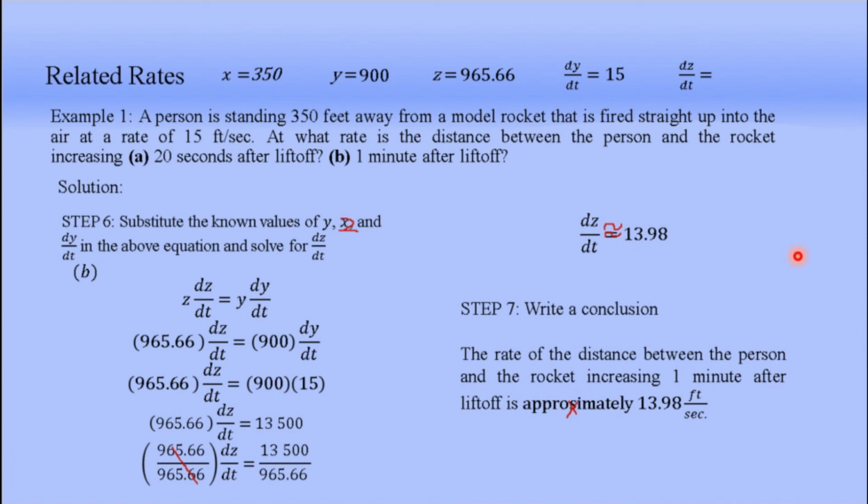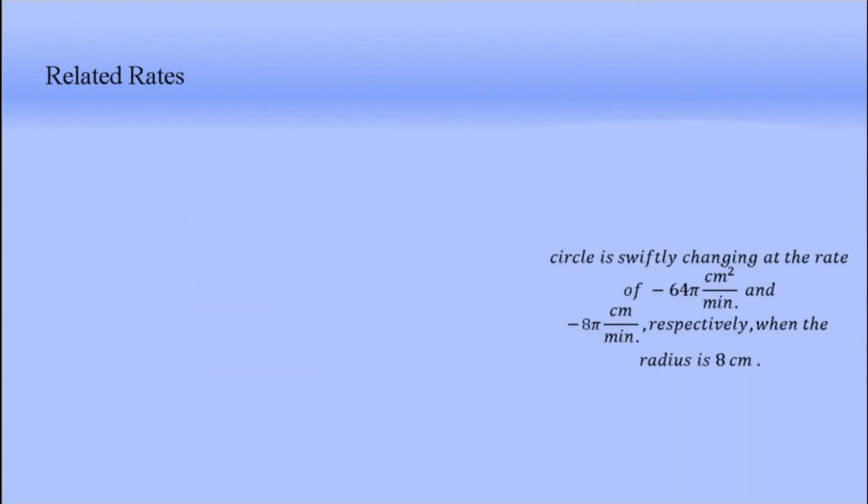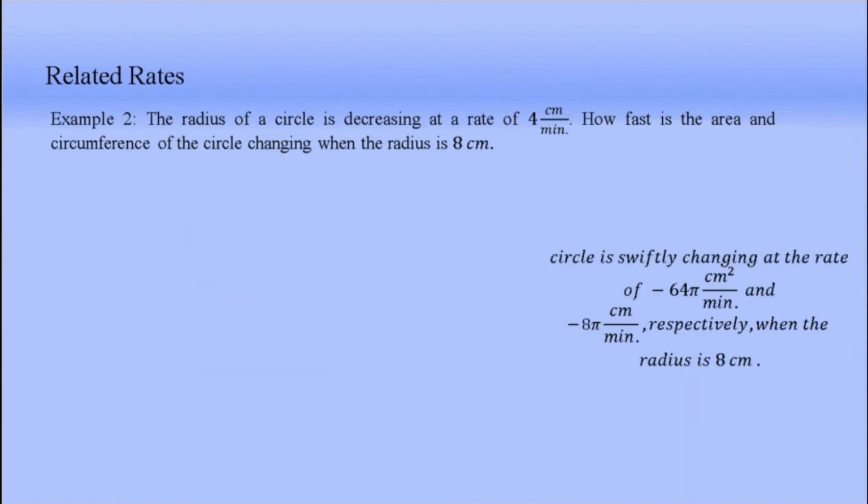Another example, last example. Okay, just ignore that. So the radius of a circle is decreasing at a rate of 4 centimeters per minute. How fast is the area and circumference of the circle changing when the radius is 8 centimeters?